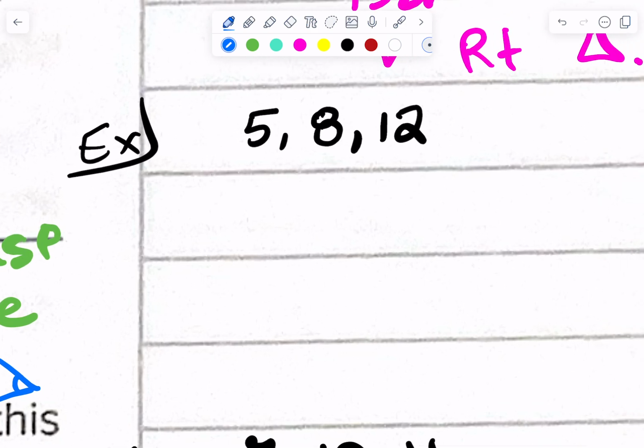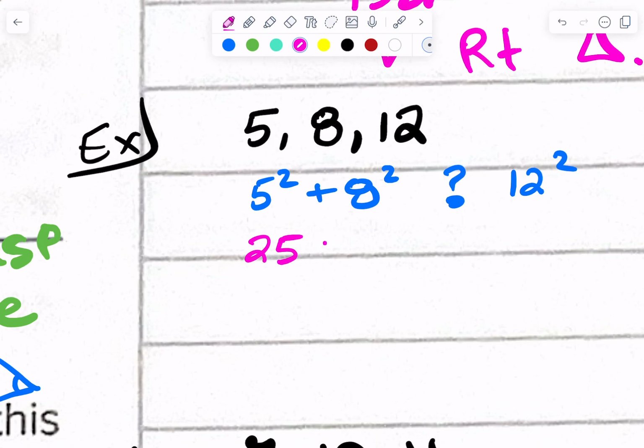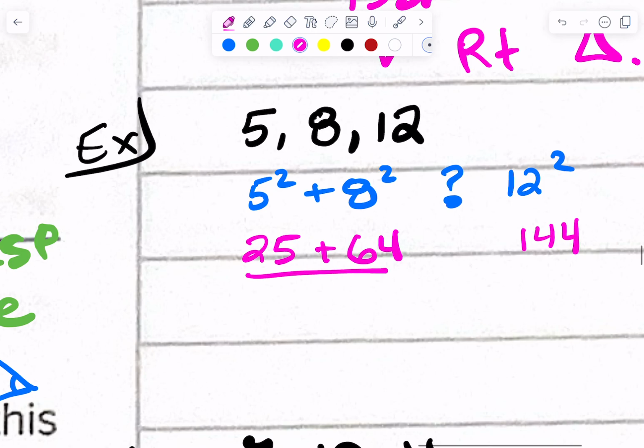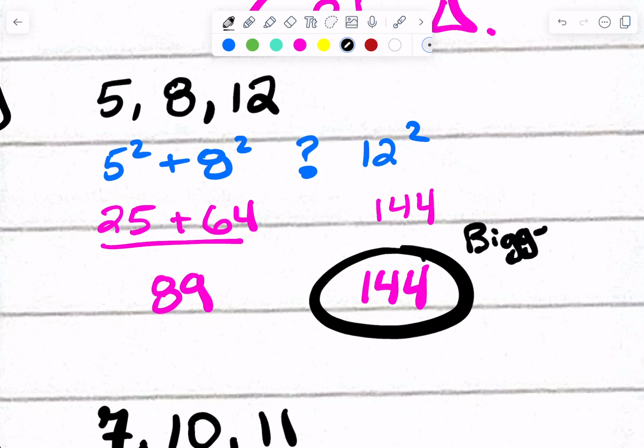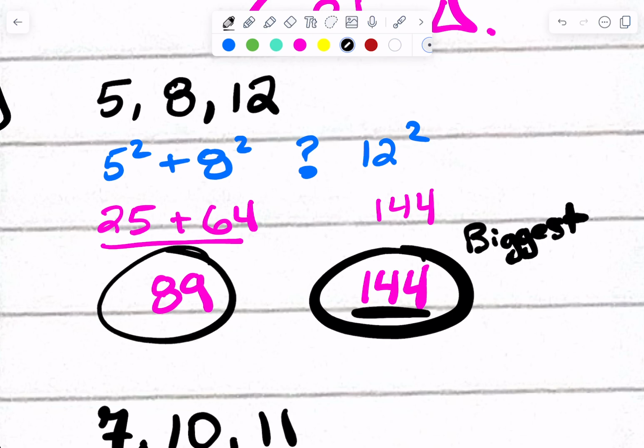So here's my example. 5 squared plus 8 squared, and then we've got 12 squared, okay? I want to see if they're equal. This one's not going to be equal, but let's see what happens. So 5 squared is 25, 8 squared is 64, 12 squared is 144, okay? If I add these two together, 25 and 64 is 89, okay? Are you ready for this? This side right here was my biggest side, my side C. And it by itself is bigger than the other two sides added together.